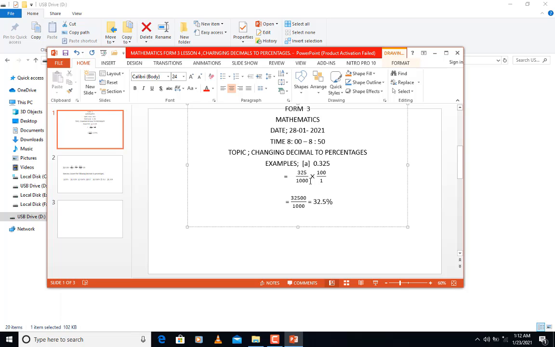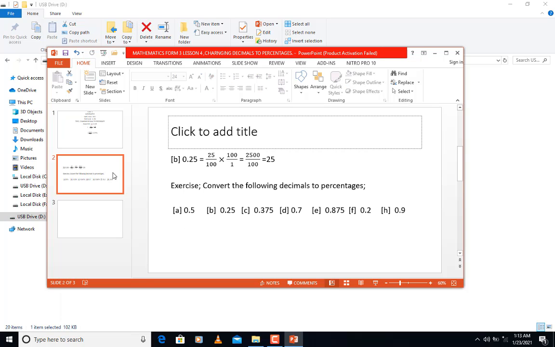So in this example, what I'm saying is count the number of digits after the point. If there are 3, it means over 1,000. If there are 2, over 100. So in this case, there are 3 digits, so it means over 1,000. So you say 325 over 1,000 multiplied by 100 over 1. If you multiply the numerators alone and the denominators alone, we are going to get 32,500 over 1,000. If you divide by cancelling the zeros, you are going to get 32.5%.